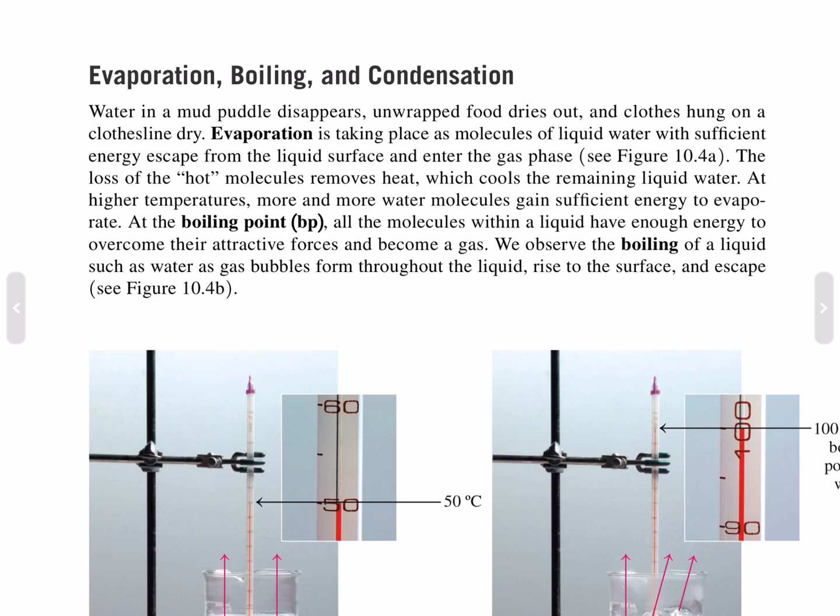Evaporation, boiling, and condensation. Water in a mud puddle disappears, unwrapped food dries out, and clothes hung out on a clothesline dry. Evaporation is taking place as molecules of liquid water with sufficient energy escape from the liquid surface to enter the gas phase. The loss of the hot molecules removes heat, which cools the remaining liquid water. At higher temperatures, more and more water gains sufficient energy to evaporate. At the boiling point, all the molecules within the liquid have enough energy to overcome the attractive forces and become a gas. We observe the boiling of a liquid such as water as gas bubbles form throughout the liquid, rise to the surface, and escape.